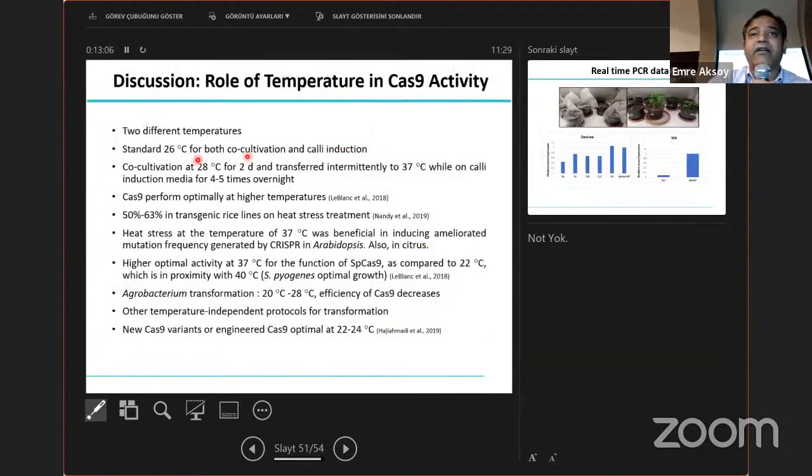And what we saw, also as Dr. Gosde talked about, is that we tried different temperatures. 37 is best for Cas9 to work efficiently, so we did co-cultivation at 28 for 2 days, and we transferred intermittently to 37 while on callus induction medium. This was also good for getting results, because we kept changing the temperature, giving 37 centigrade.